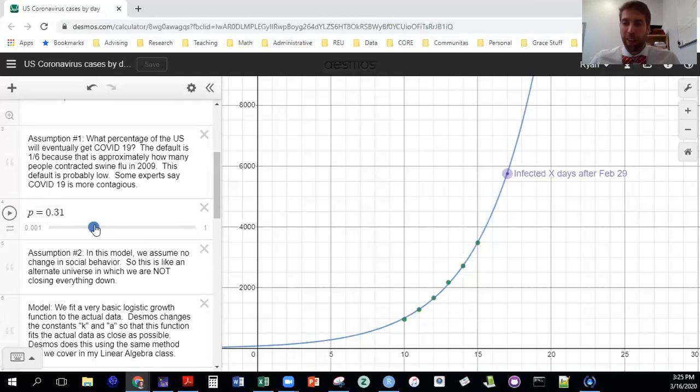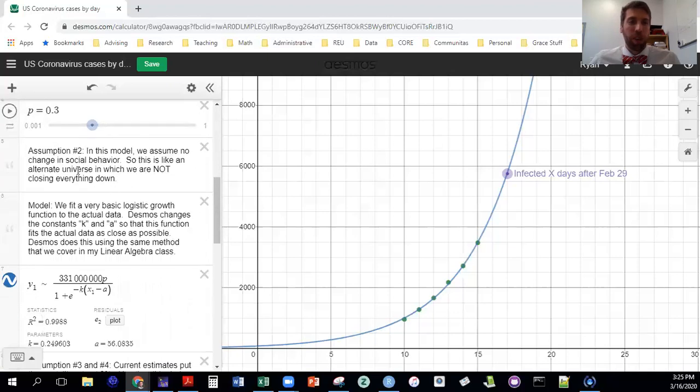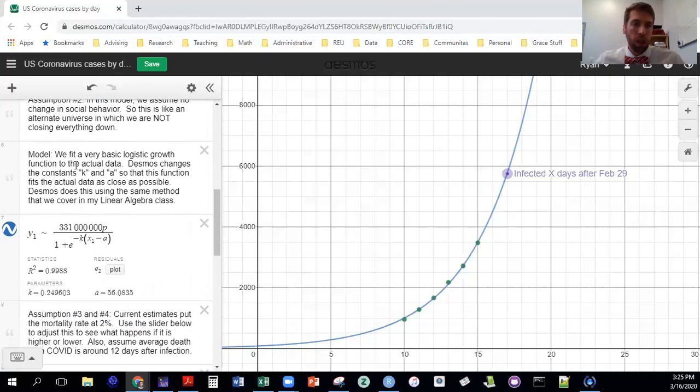See, I need to stop saying "ah." This is what I'm working on right now. Now, assumption number 2. Well, in this model, we assume no change in social behavior. So this model is like an alternative universe where nothing's closing down, everything's going on as usual. Then we fit a function to these.